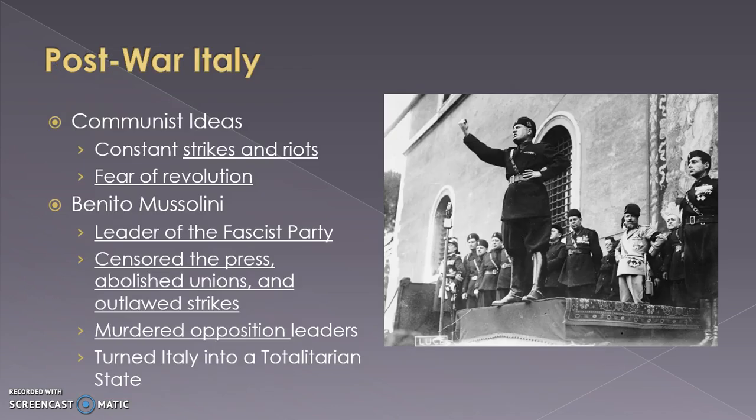So in Italy, this is where the fascist party begins. First, it started because a lot of communist ideas began to circulate the country, and you saw a lot of strikes and riots frequently rise up. So people feared that a communist revolution like Russia's would take place. And so Benito Mussolini, who was the leader of the fascist party, came to power, and once he obtained power, he censored the press, he abolished all of the unions and outlawed strikes. He murdered opposition leaders, and he turned Italy into a totalitarian state.